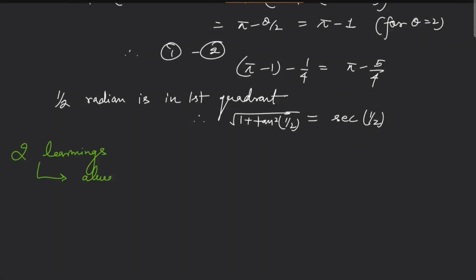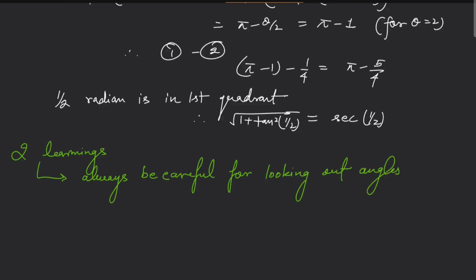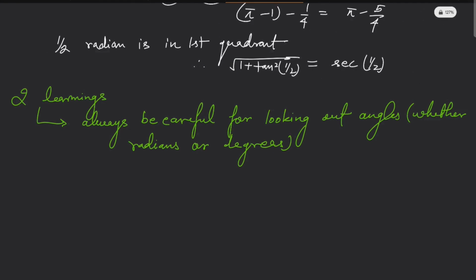So there are two learnings in this question. We have to be always careful in the trigonometric questions because there is a lot of pressure in our exams and we are always in a hurry to solve questions within the shortest time. So we have to be careful for the angles, whether the angle given is in radians or in degrees.